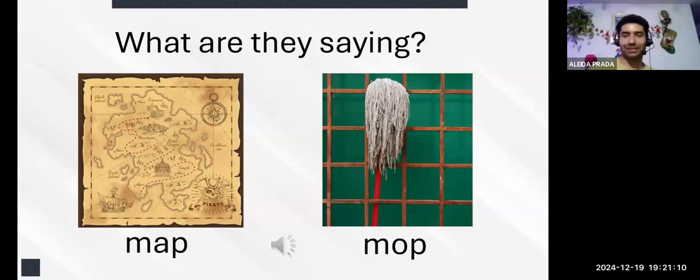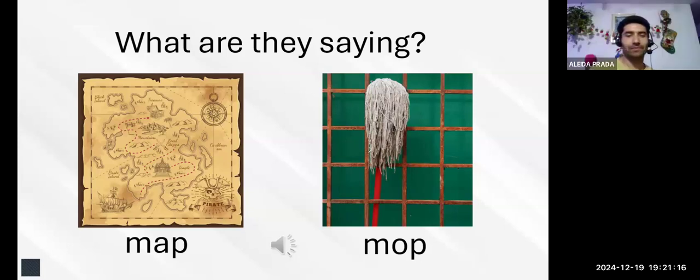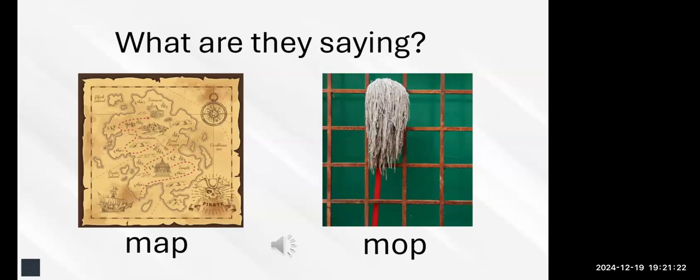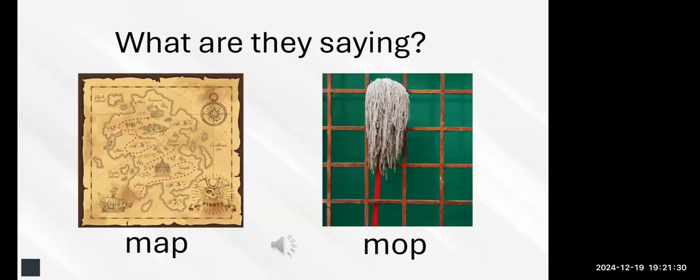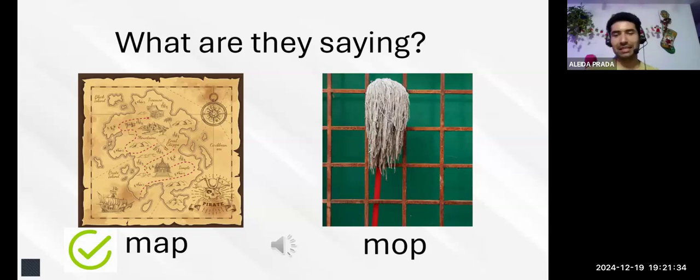Map and map. Very good, excellent. Map. Let's listen to it. This map is very old. The first one. Is the first one, right? Yeah, very good. Can you say the sentence? Can you repeat it? This map is very old. Yeah, this map is very old. Very good. Excellent. Good job.